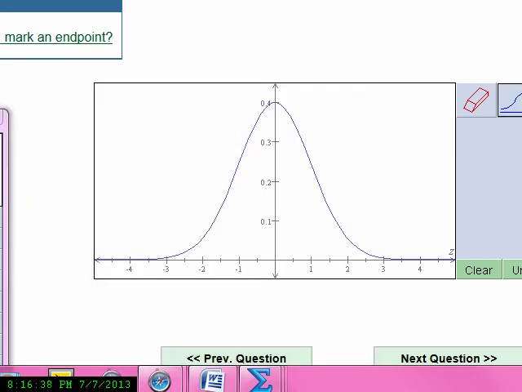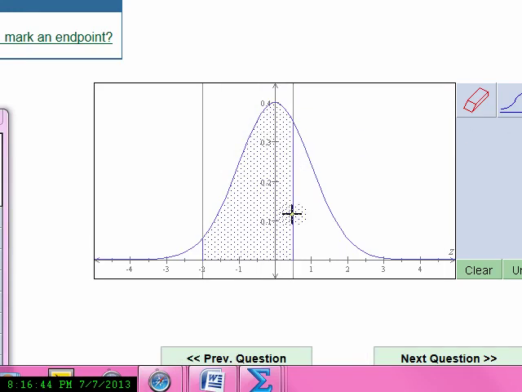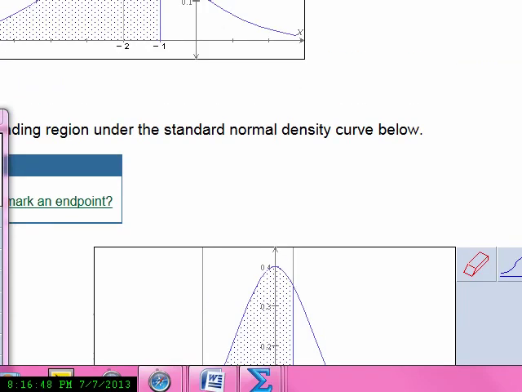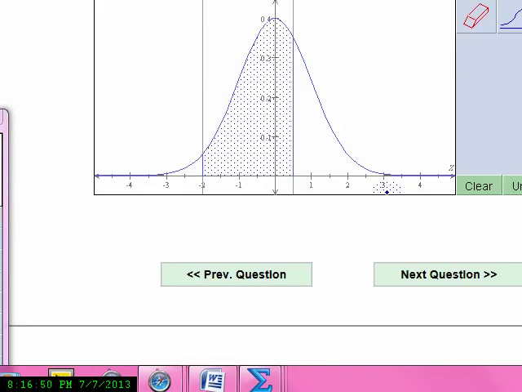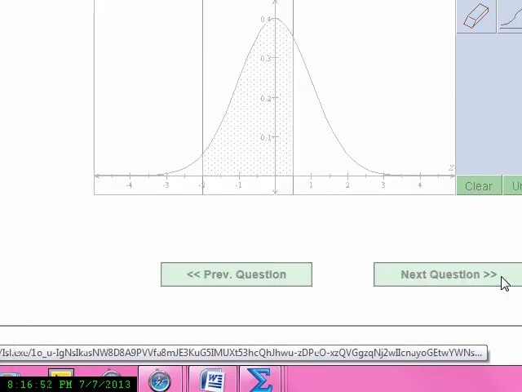So I'm going to draw a vertical line at -2, and then another one at positive 0.5. And then I'm going to shade the region in between. So that will be the same area as this curve here. All right. Then let's go to the next question.